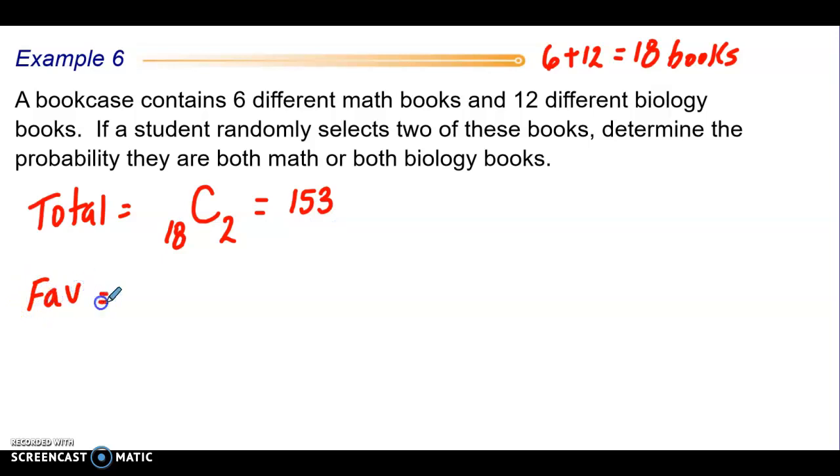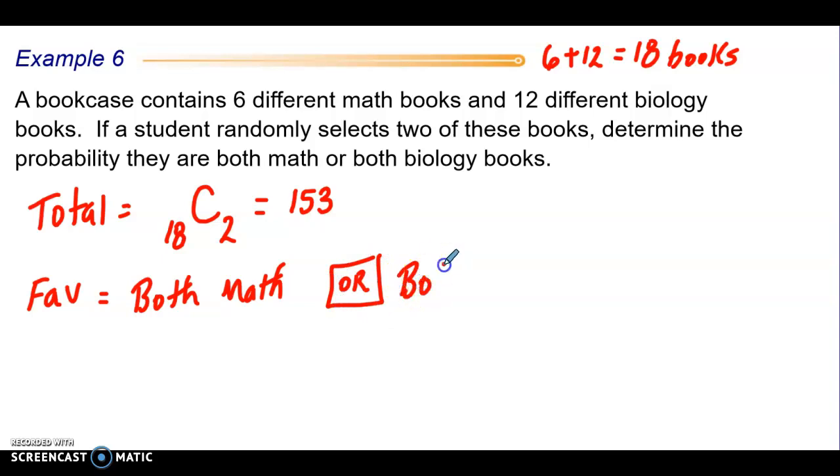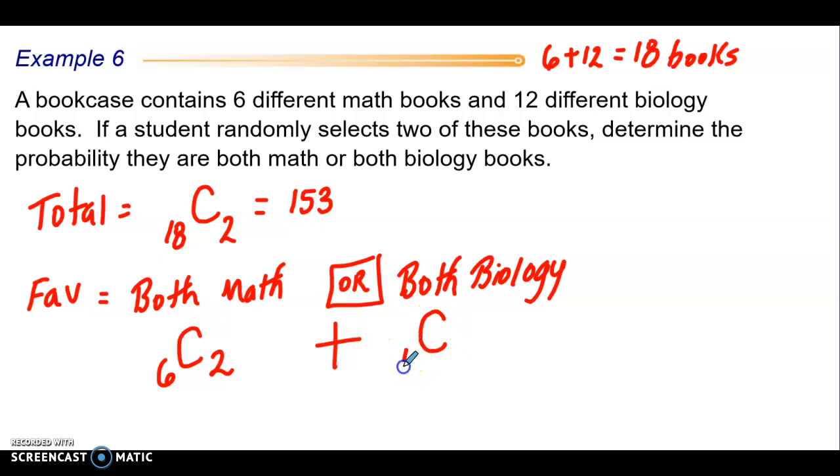Our favorable outcomes: we want the probability they are both math or both biology. So of our 6 different math books, we are looking to select 2 of them. Or, so we add, of the 12 different biology books, we're looking for the number of ways to select 2.